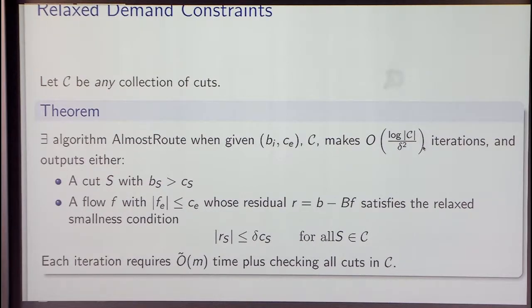And so in order to get this less than delta, you basically need log size of C over delta squared iterations. Each iteration requires basically linear time plus checking all the cuts in C. So if you had a family of cuts that was, say, nearly linear in size, and it had some kind of structure that you could check all of the cuts quickly, you would get a nearly linear time algorithm.